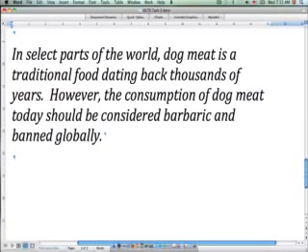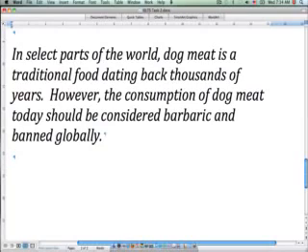They give us a little bit of historical background because this is perhaps a topic that a student maybe doesn't know all that much about. So they tell us that this is a practice in some parts of the world that has been historically employed for thousands of years. And the second part, however, the consumption of dog meat today should be considered barbaric and banned globally.